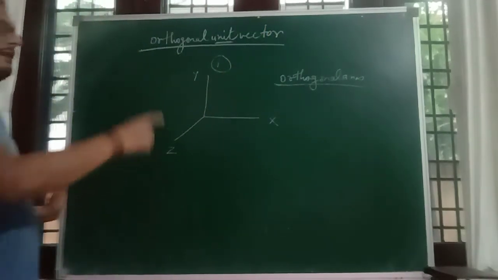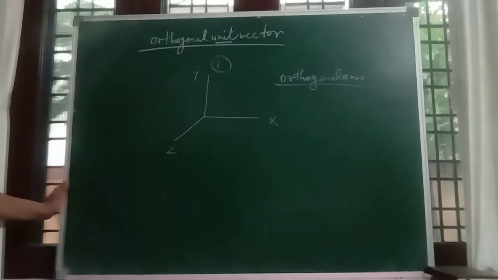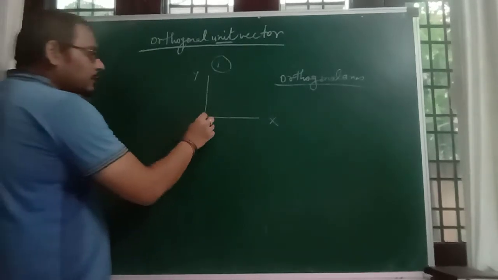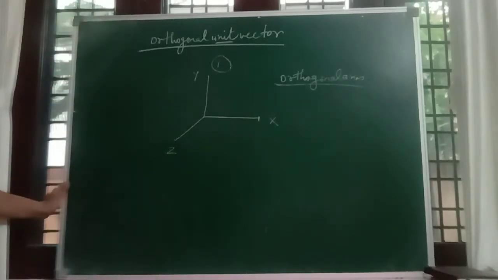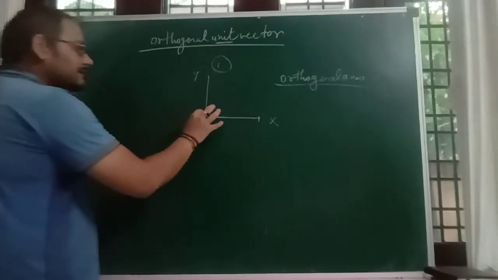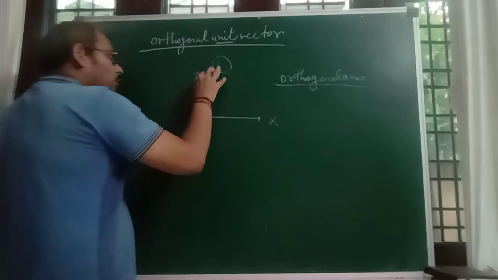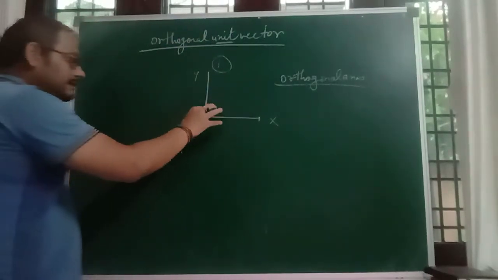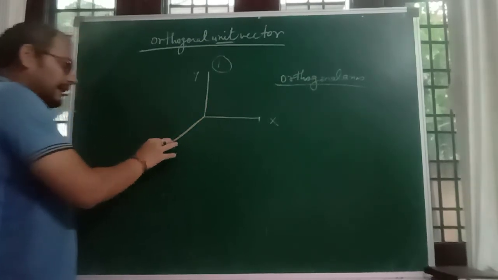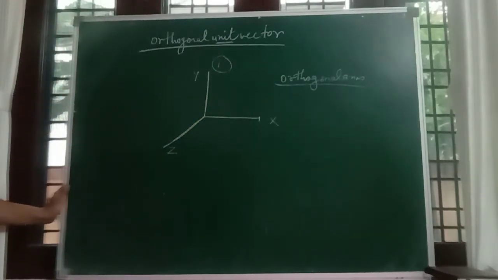Now unit vectors: a vector having unit magnitude. A vector having numerical value 1 and along the x-axis is known as the unit vector of the x-axis. The vector having unit magnitude and direction along the y-axis is known as the unit vector along the y-axis. Vectors having unit magnitude and direction along the z-axis is known as the unit vector along the z-axis.